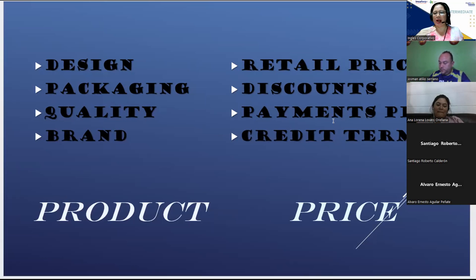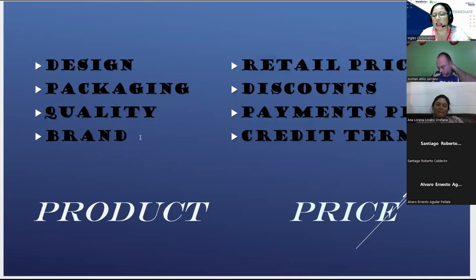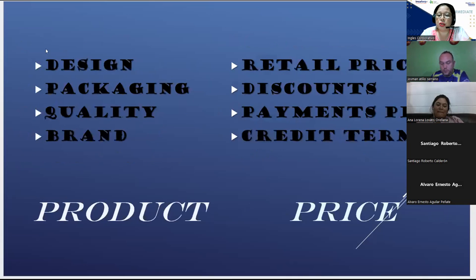This doesn't have to be abstract, it has to add up, okay? So let's see, retail price, discounts, payment plans, credit terms, or maybe if you sell in a retail location or to wholesalers, it's also going to determine the product and the price, right? Because if you sell the product in bulk, then we are talking about wholesalers. And if we talk about wholesalers, we are not going to offer a retail price, we're going to offer a wholesaler price. So everything is like a chain, right? One determines the other, and one affects the other. So we need to do this mix very carefully in order to get profits, right?